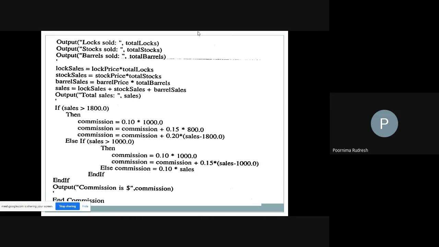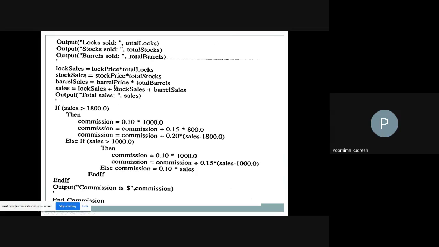After that we are calculating the total price. What is each lock price? Each lock price is $45 into how many locks are sold? 2 locks. Then what does it become? 45 into 2 becomes $90. Similarly, the total stock sales is equal to stock price into total stocks. What is the stock price? It is 30. And how many stocks are sold? 3 are sold. Then the value is 30 into 3, $90.